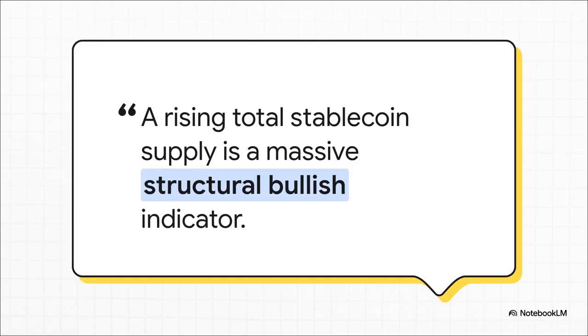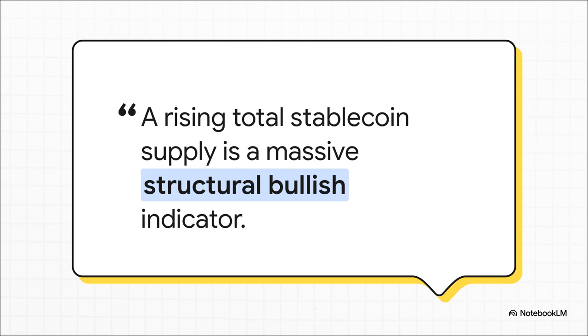So the absolutely crucial point here is this. A rising total stablecoin supply is a massive structural bullish indicator. Why is that? Well, because when the aggregate supply of all stablecoins expands, it literally means fresh, new fiat currency is entering the crypto ecosystem from the outside world. It's not just the same old capital moving from room to room inside the house.